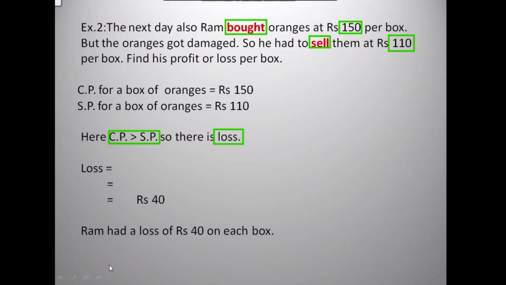So we will write loss is equal to CP minus SP. Now what is CP? CP is rupees 150 minus selling price rupees 110, that is equal to rupees 40. Now this rupees 40 is nothing but the loss, that Ram had a loss of rupees 40 on each box.